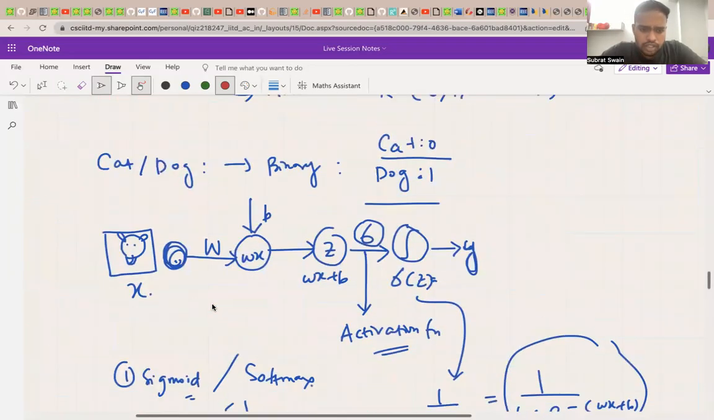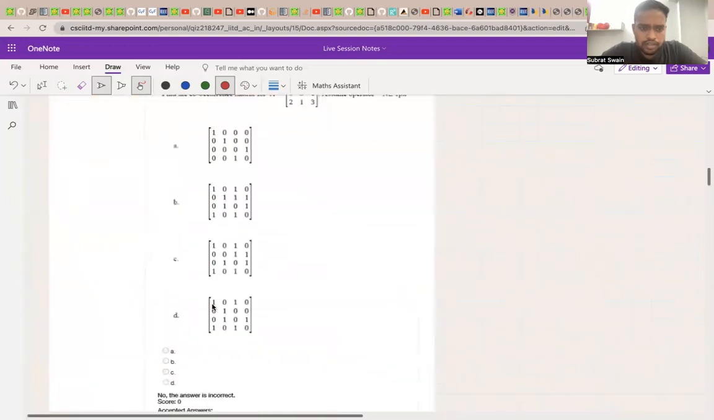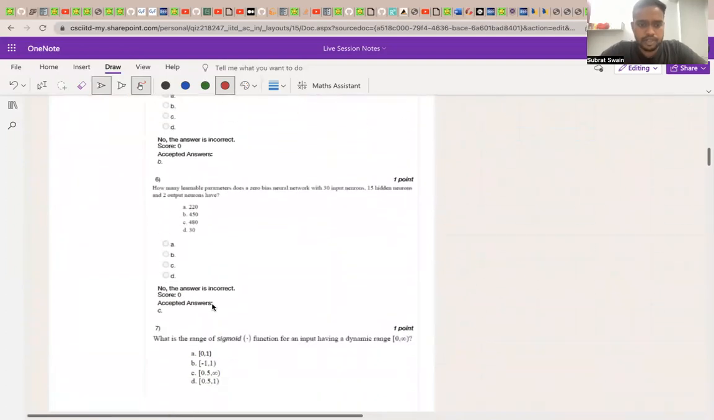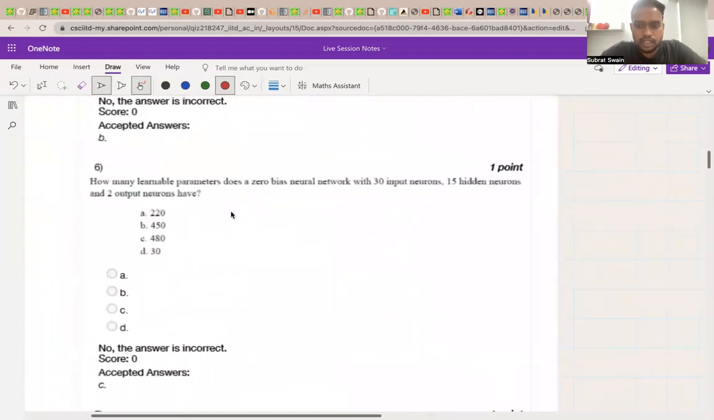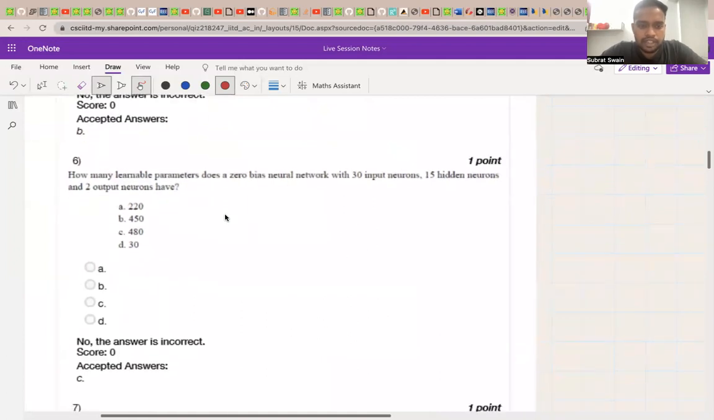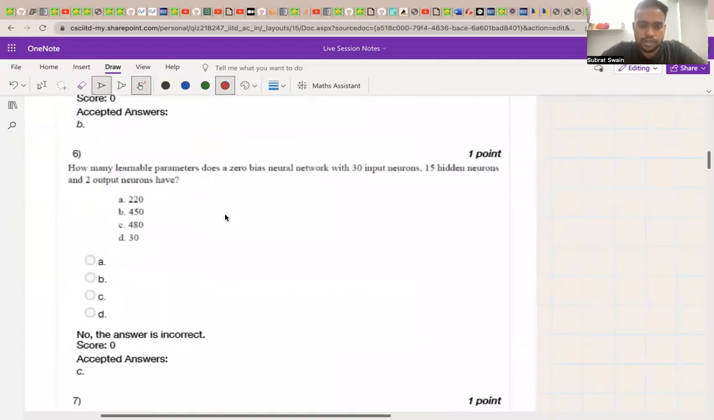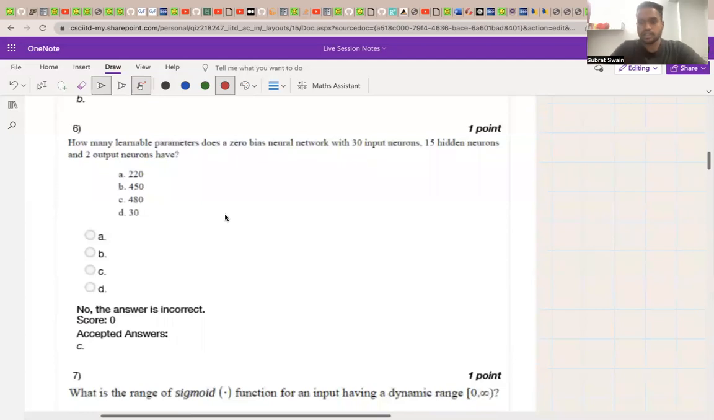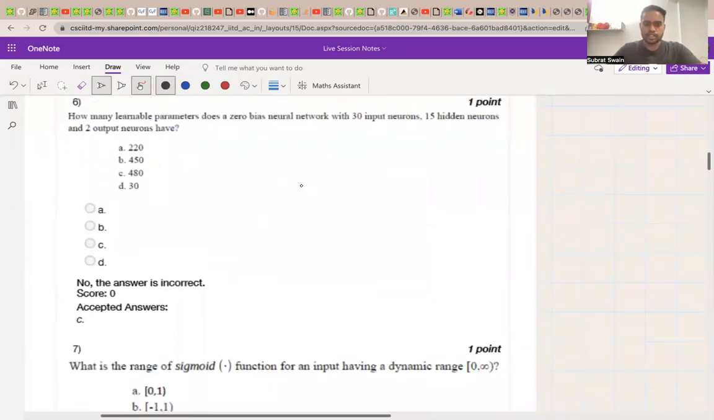Okay, so coming back to the questions that we have here, from question number 6, I guess. This question says, how many learnable parameters does a zero bias neural network with 30 input neurons, 15 hidden neurons, and 2 output neurons have? So let's understand this question. If anyone has solved it, they can raise their hand, but I'll do it. They are saying 30 input neurons.